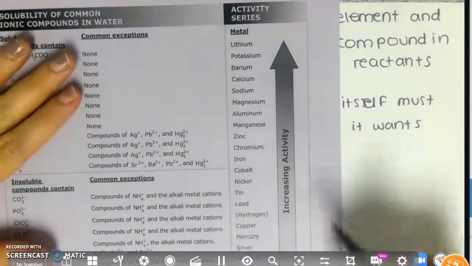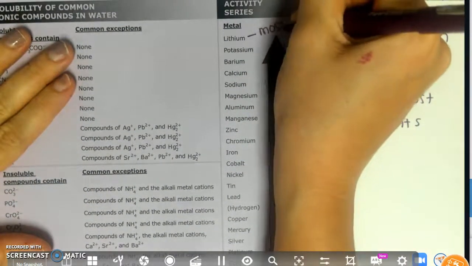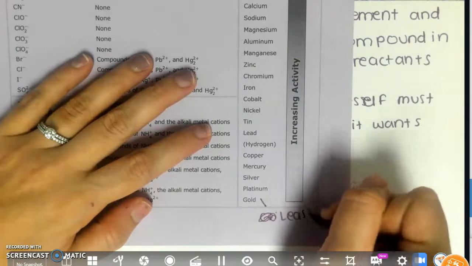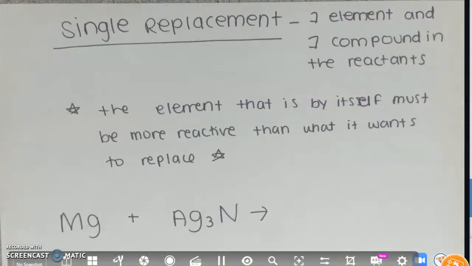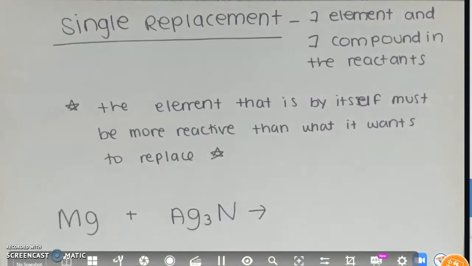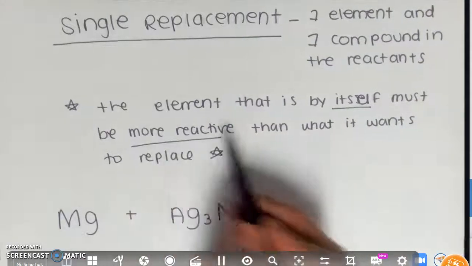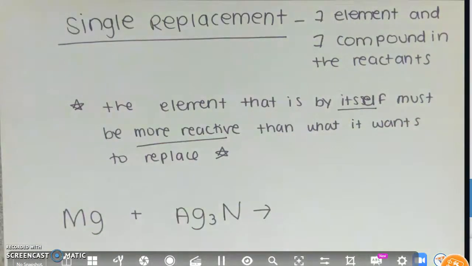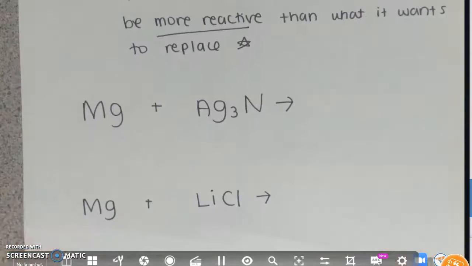And reading this, it says increasing activity. So lithium is the most active, and gold at the bottom is the least. Now, not every single replacement reaction will happen. For the reactions to happen, the element that is by itself has to be more reactive, or higher on this list, than the element that it wants to replace. And so let's go through a few examples.